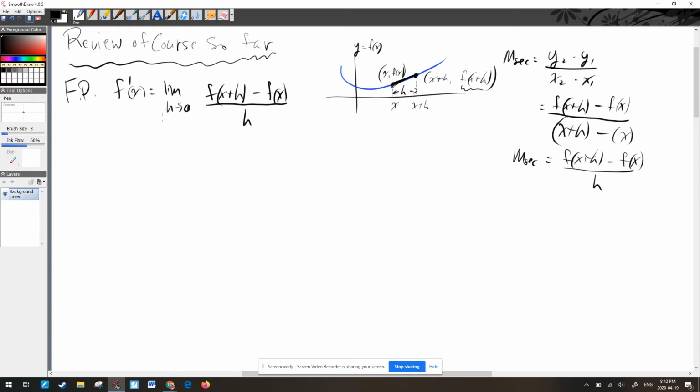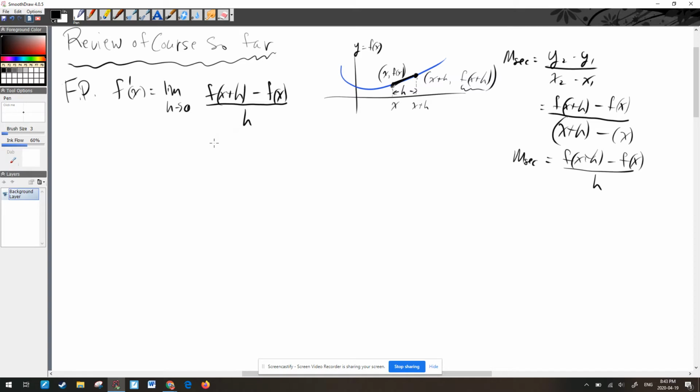Well, that's what this statement over here does as well, right? It says this is the limit as h tends to 0. So we're pushing this h value, this distance between those 2 points, closer and closer to 0. And fundamentally, what we get out of that is the tangent, okay? So that's a first principles derivative.